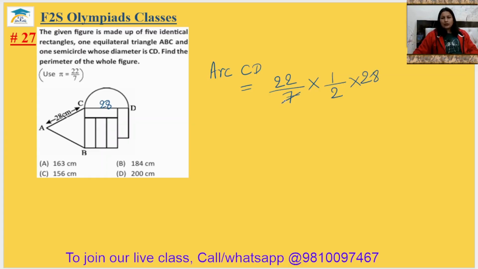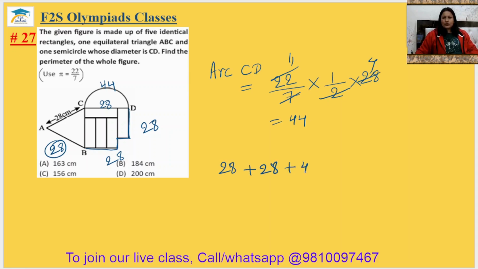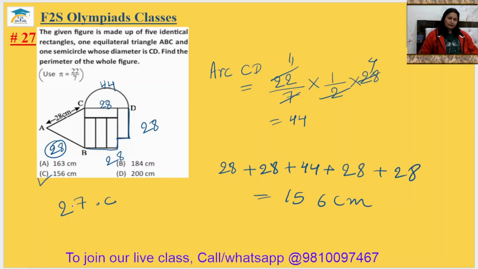D is your 28. So 7 4s are 28, 2 11s are, so that is 11 4s are 44. So this is the 44 length. And here you can notice this plus this will be 28 and this plus this will be 28. So perimeter is 28 plus 28 plus 44 plus 28 plus 28, this is your 156 centimeter. It is in option number C. So the 27th answer will be option C.